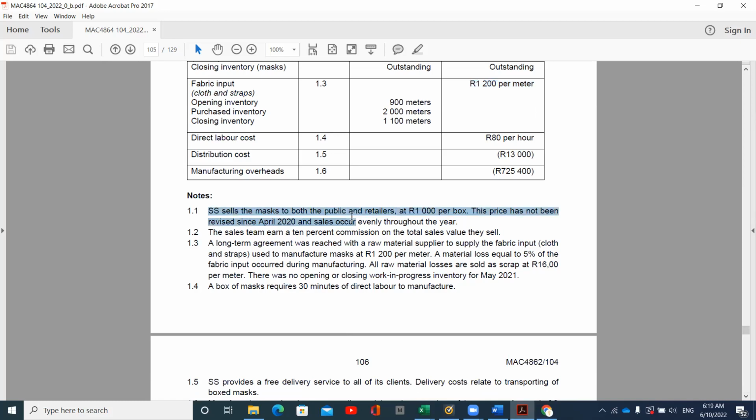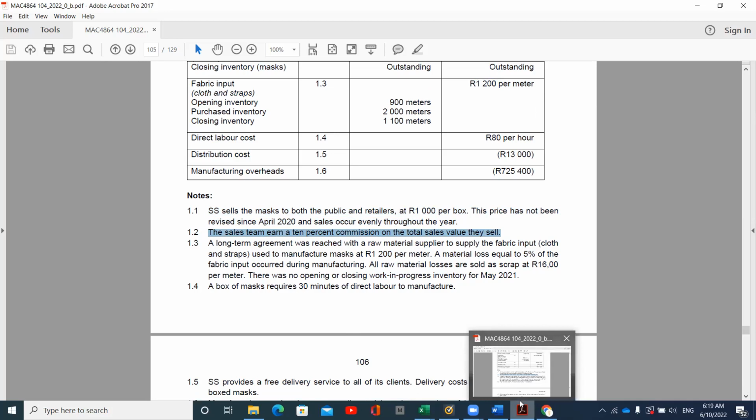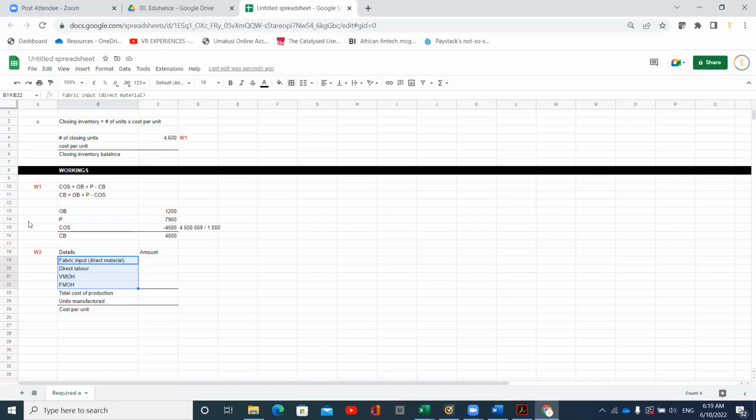So we dealt with this part. They say the sales team earn a 10% commission on the total sales value. Remember, anything we don't include, we need to make mention of. That's what they told us. Okay, so what we're going to do over here, we're going to insert here a few lines.